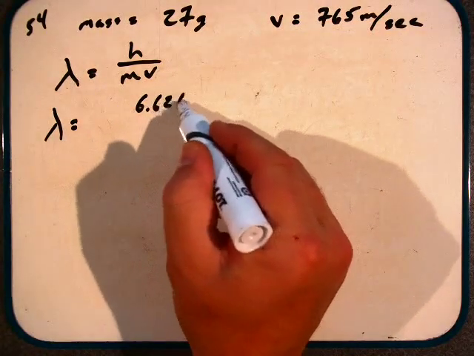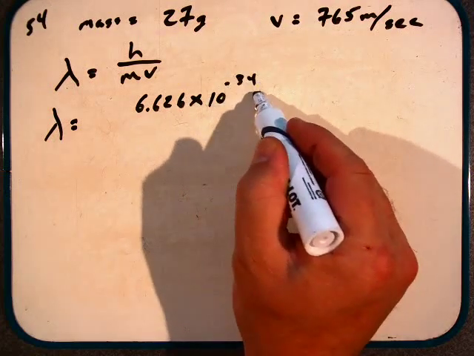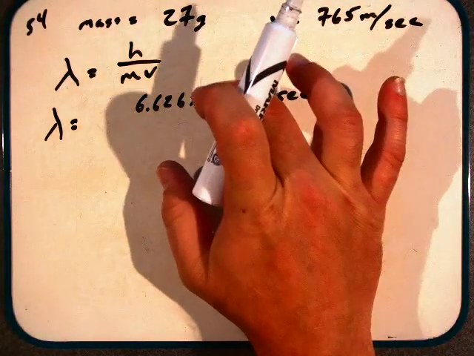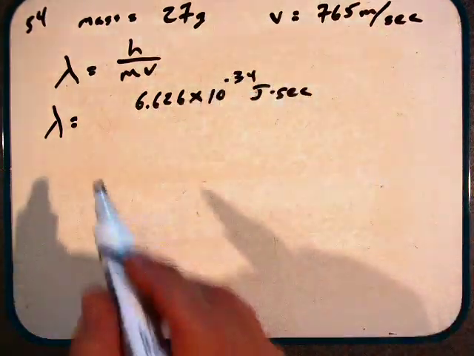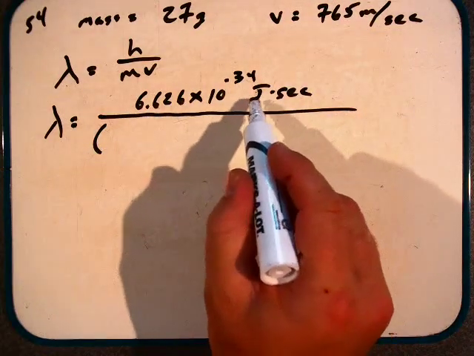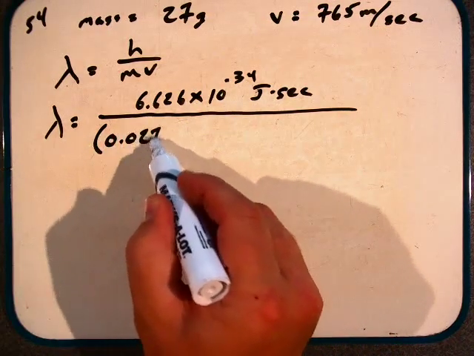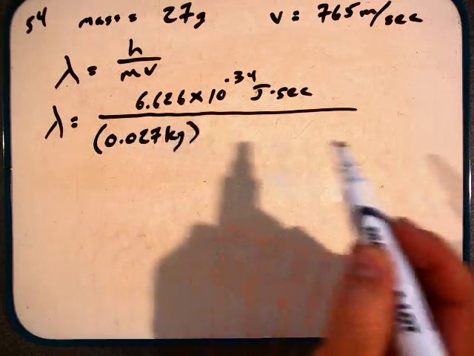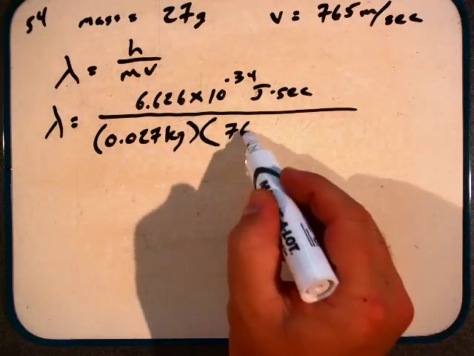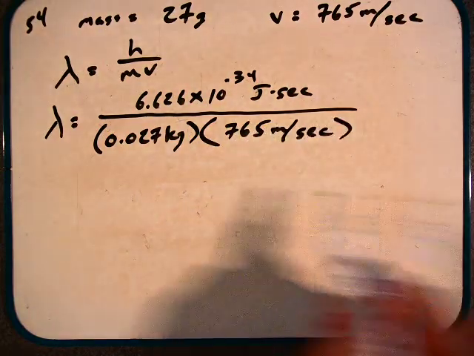Planck's constant, 6.626 times 10 to the negative 34th joule seconds. We're going to have that over our mass. Since we're talking about joules, that means our mass needs to be in kilograms so that the mass unit falls out. And then we have our velocity, which would be 765 meters per second.